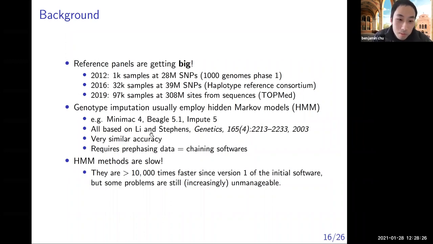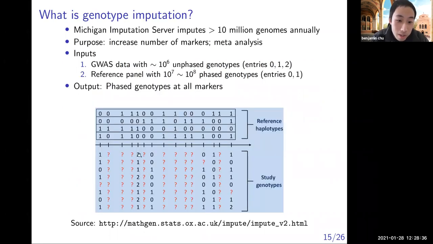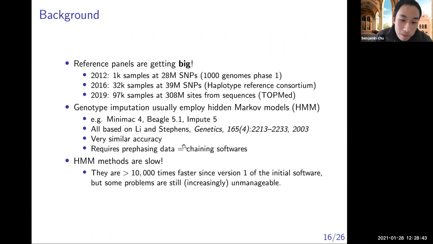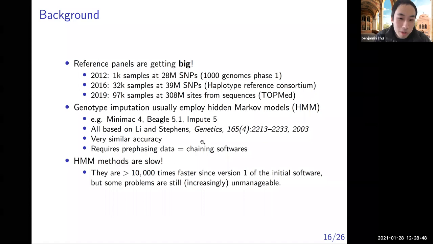Another thing we should say is that these methods typically require the data to be pre-phased. So the input needs to tell you, if it's a one, which chromosome it's on. For us, it just means that you have to actually run this other software first before you can do imputation. And pre-phasing is usually slower. So overall, we think there is value in pursuing alternatives.